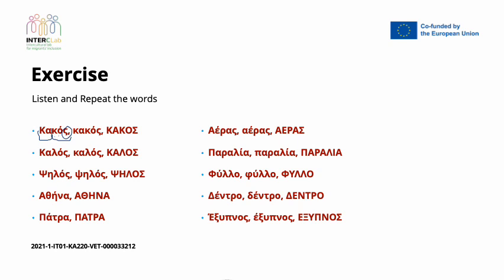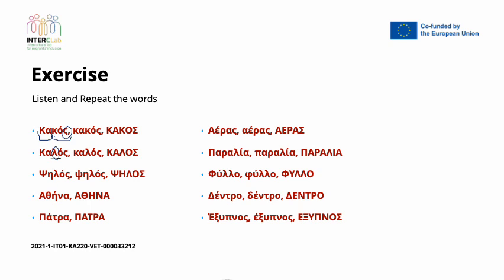Kakos. The opposite, which means good, a good person, the adjective pertaining to good, is kalos. The spelling is exactly the same. The only difference is that we have an L, lambda, letter here. So, kalos. It means good, to be good.